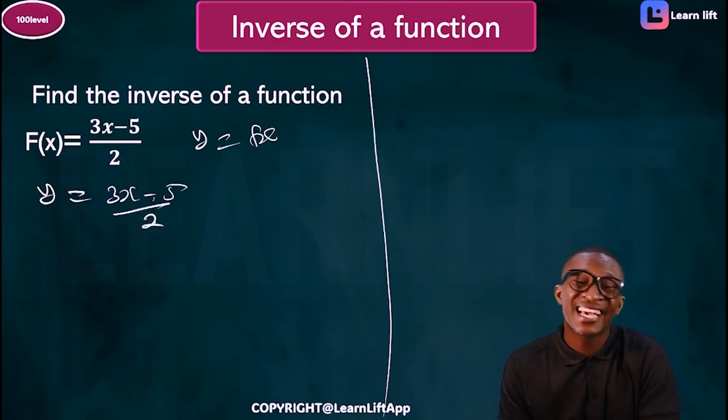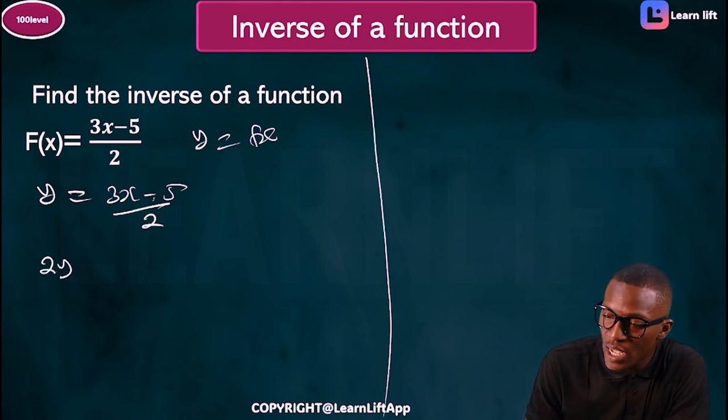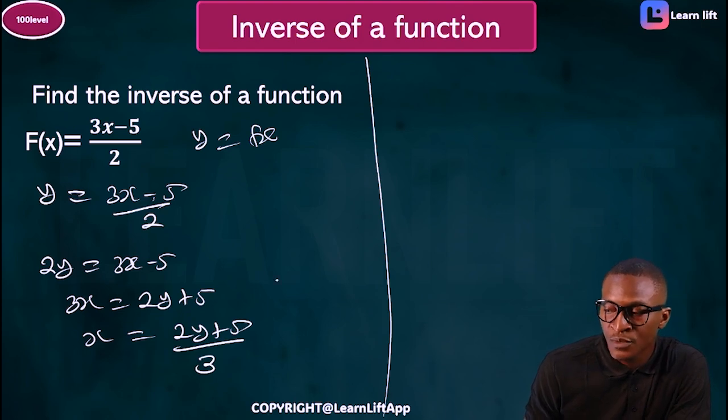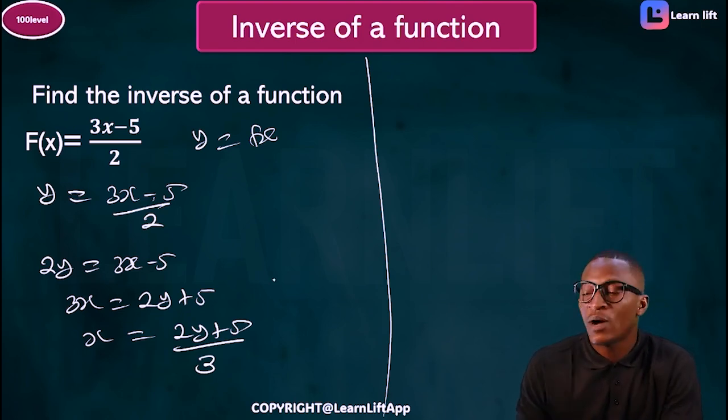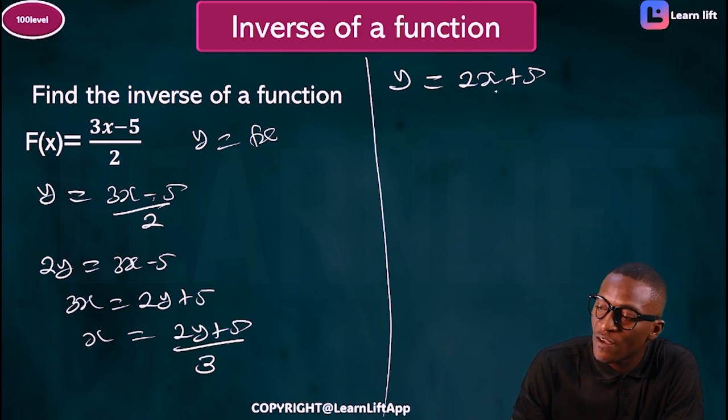What's the second step? Make x the subject of the formula. How do you make x the subject? This will give me, cross multiply, 2y is equal to 3x minus 5. So that becomes 3x is equal to 2y plus 5. So what now becomes x? That becomes 2y plus 5 all over 3. So we now interchange x and y back. Therefore, y is equal to what? 2x plus 5 over 3.